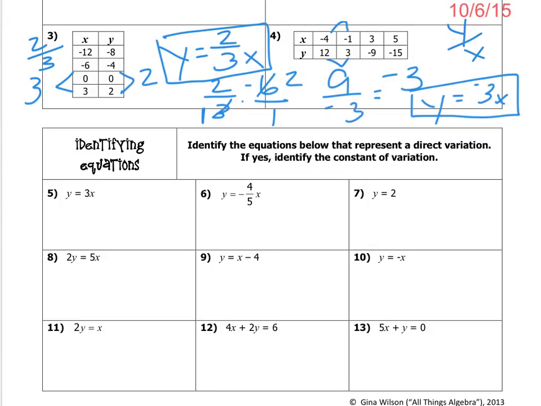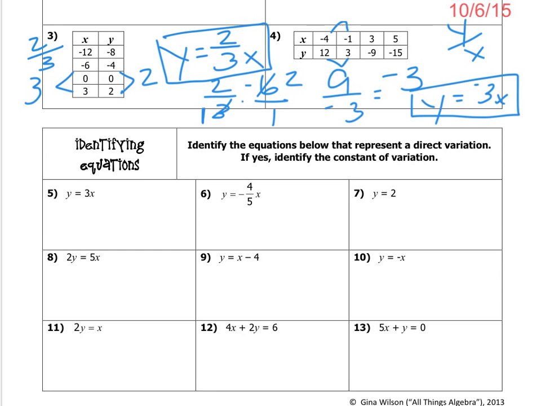So if you look at it over here, you can do the same thing: 12 over -4 is going to give us -3. 3 over -1 gives us -3. -9 over 3, -3. -15 over 5, -3. You take your y and place it over your x, and that's your ratio, and it should be a constant ratio if it's a direct variation. Now, if it doesn't work for all of them, then it's not a direct variation.